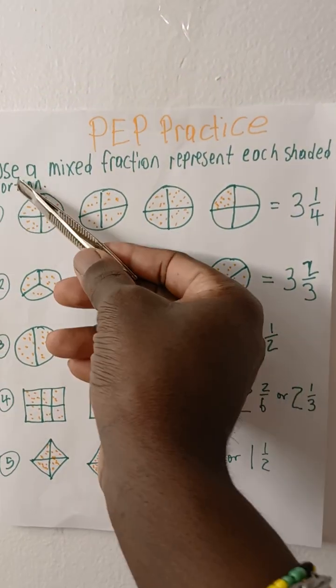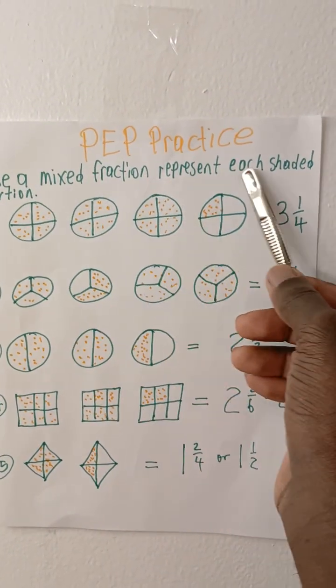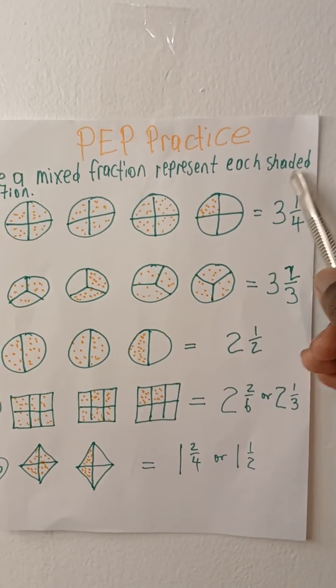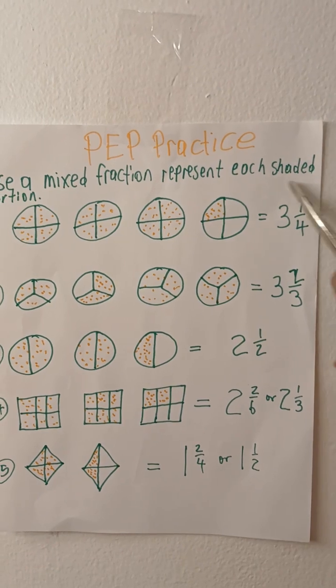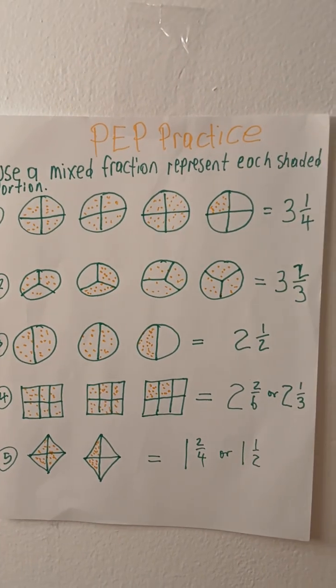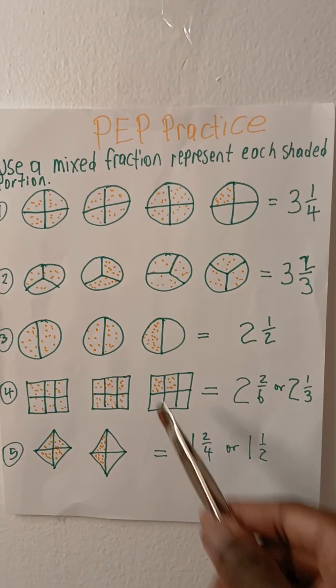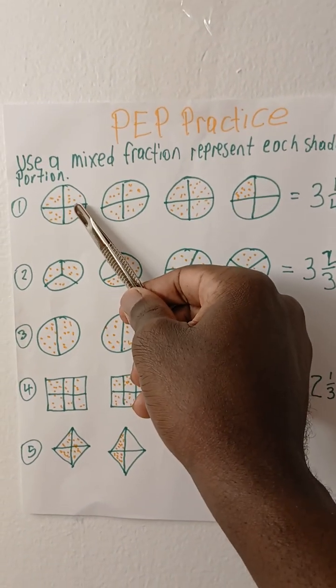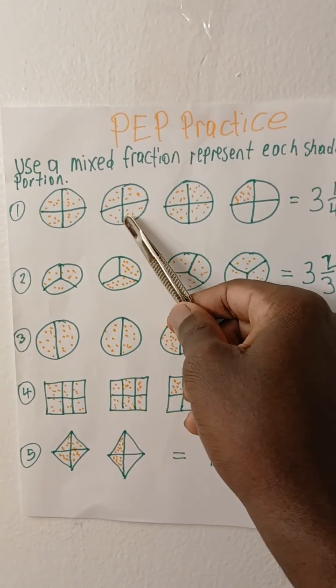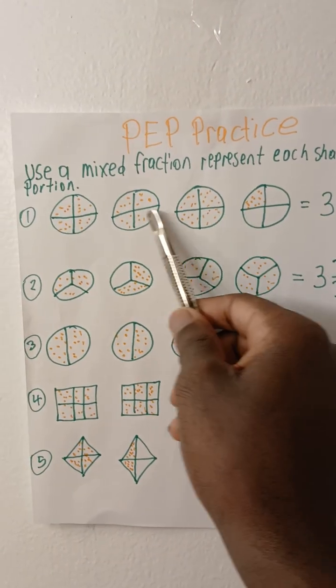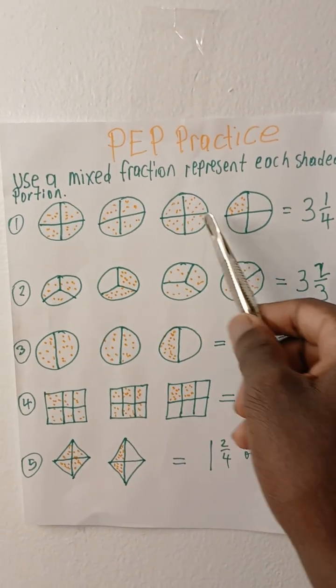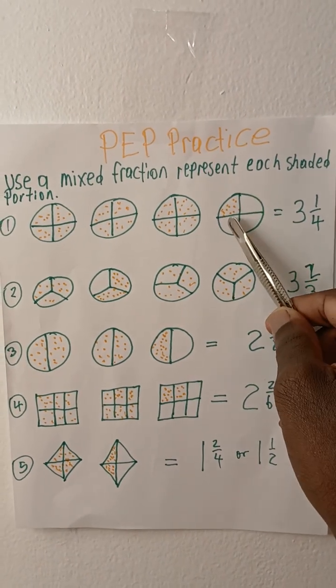If they ask you to use a mixed fraction to represent each shaded side, note carefully, shaded side. So what are you looking for? You have to look for the parts that are shaded. All of this is shaded, so it's a whole. All is shaded, all is shaded. So here you have 3 wholes. 1, 2, 3, 4 pieces.